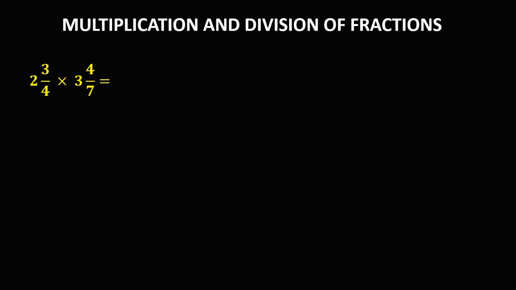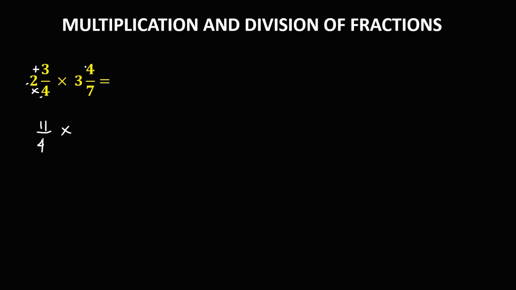Then for this given, first we need to change this mixed number to improper fraction. So multiply this 4 and 2. So 4 times 2, that's 8. And 8 plus 3, that's 11. So this 2 and 3 over 4 is equal to 11 over 4.